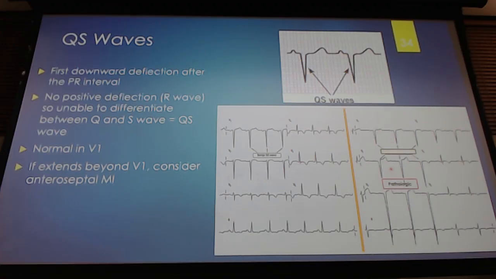So here we have an EKG that shows a QS wave in V1. That's okay. But look, that QS wave extends to V2, it extends to V3, it extends to V4. That is concerning that this patient is infarcting. Why do we have this continued extension of that QS wave?